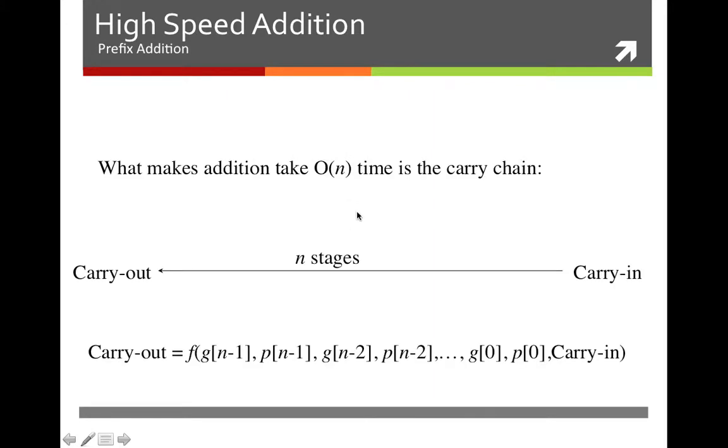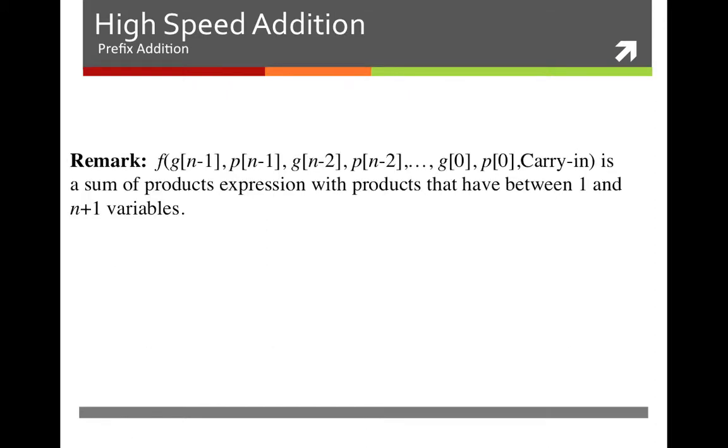So let me just say one more time that typically the carry path is n stages for an n-bit addition. And so you have some carry out, which needs to relate all the carry generate terms and the propagate terms, along with the carry in, to come up with a carry out. Along the way you have all the other carries computed because you want to compute the intermediate sum bits. Now, you can easily determine, and I can show you an example on the next one, that the sum of product expression we have to write will have products that may have between 1 and n plus 1 variables.